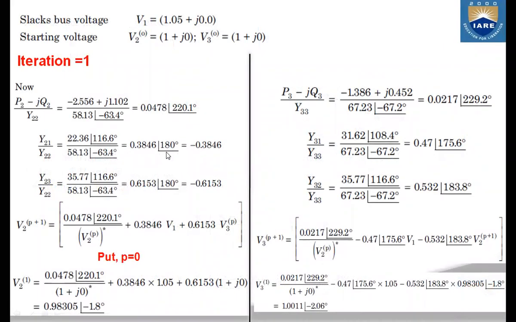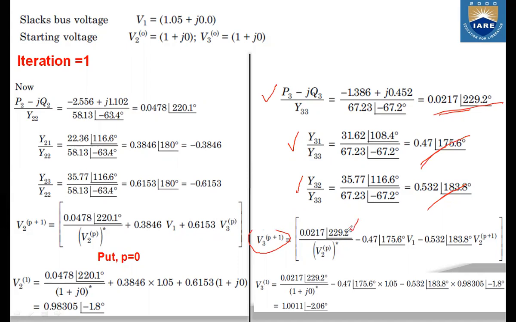Here, what we are doing is, first you calculate p3 minus jq3 by y33, y31 by y33, y32 by y33. So you know all these values, y31, y33, y32, y33, from the Y bus. And in the first step, we calculated p3 and q3 in per units. You are just substituting those values and getting these. Now you substitute all those three parameters in the v3 p plus 1 iteration.